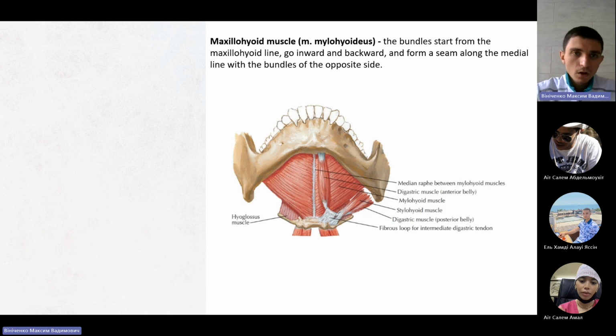Mylohyoid muscle, musculus mylohyoideus. Bundles start from the mylohyoid line, go inward and backward, and form a seam along the medial line with the bundles of the opposite side.